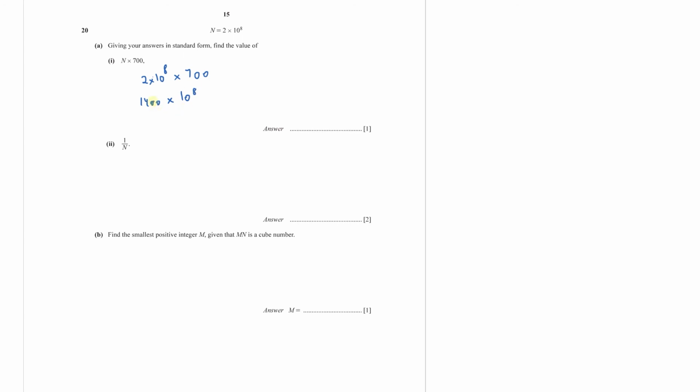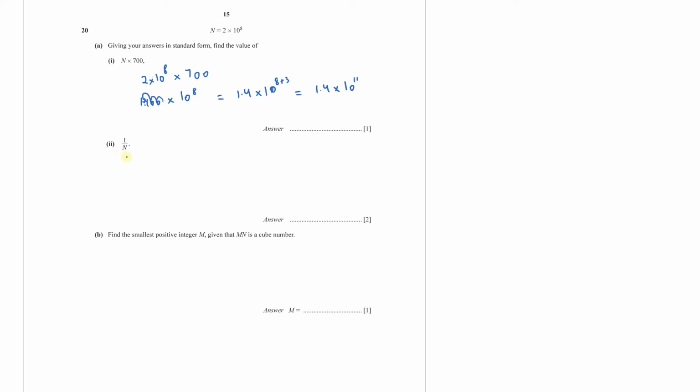Now you have to convert it into standard form. So I will move this decimal 1, 2, and then 3 places here. If you're moving the decimal left 3 places, you will increase the power of 10 by 3 as well. So this will become 1.4 into 10 to the power 8 plus 3, which is 11. So 1.4 into 10 power 11.